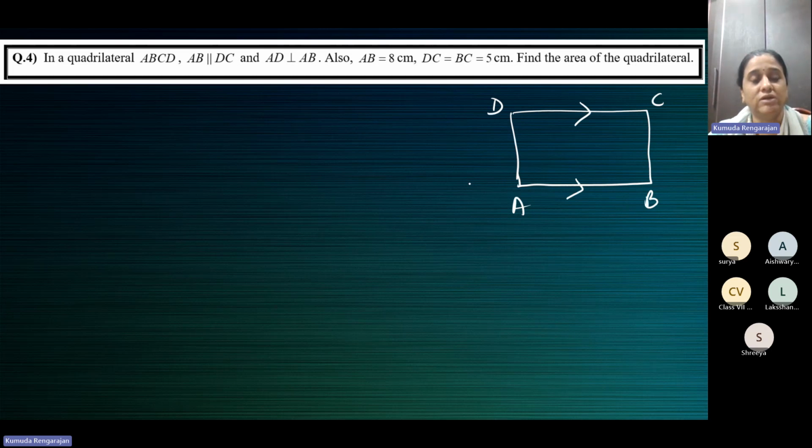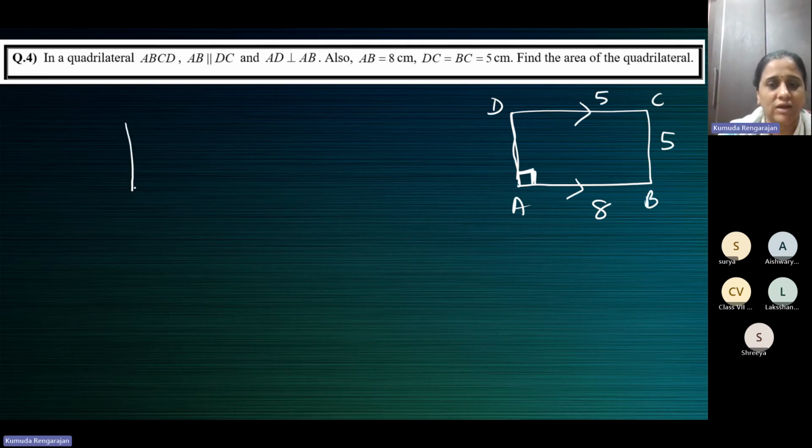AD is perpendicular to AB. This is AD. It's perpendicular to AB. So this one is 90 degrees. And AB is 8. DC 5, BC 5. Find the area of the quadrilateral. So now we get some idea. See this, like this. This is perpendicular. This is 8, so longer. This is 5, so shorter. And then join like this.